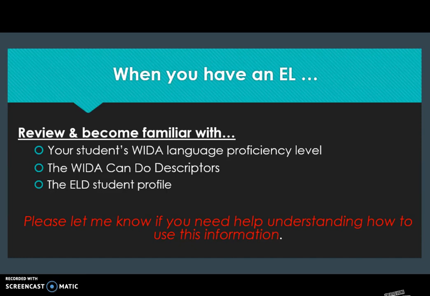Secondly, the WIDA can-do descriptors. These describe what a student is able to do in English based on their level. And then lastly, the student profile, which gives information about the student that I'm aware of, that I want to share with you. For example, some students come with gaps in formal education. They may have a contact who speaks English that I'm aware of, or maybe they indicated they don't really know how to use a computer, so I put that in there for you to know as you will be working with that student. When you receive these, if you're unsure how to use them or unsure of what they mean, please just reach out to me and I will help explain them to you.